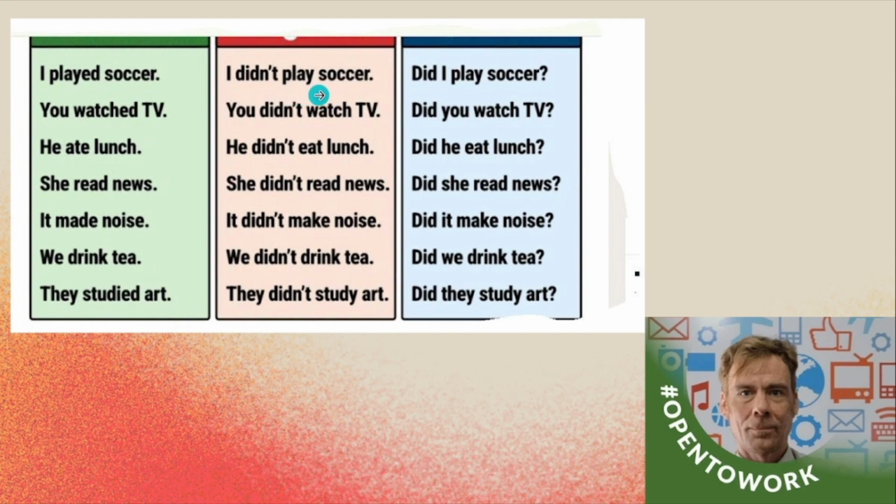To make negatives, we use not with the auxiliary verb did, usually contracted to didn't. I didn't play soccer. You didn't watch TV. He didn't eat lunch.